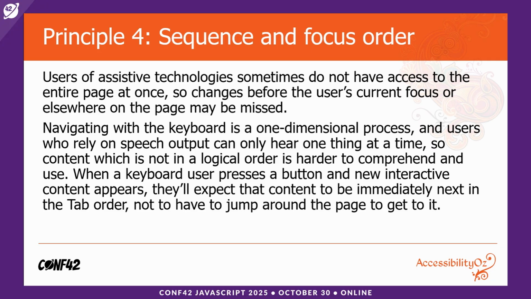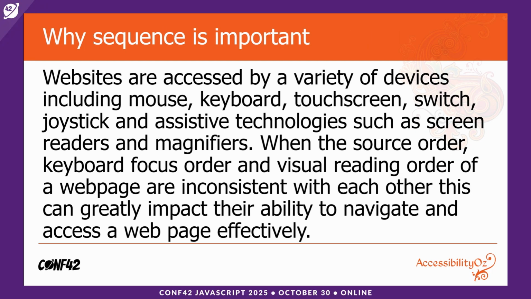When a keyboard user presses a button and new interactive content appears, they'll expect that content to be immediately next in the tab order, not to have to jump around the page to get to it. The other thing to remember is that websites are accessed by a variety of devices, including mouse, keyboard, touchscreen, switch, joystick, and assistive technologies such as screen readers and magnifiers. When the source order, keyboard focus order, and visual reading order of a web page are inconsistent with each other, this can greatly impact people's ability to navigate and access a web page effectively.